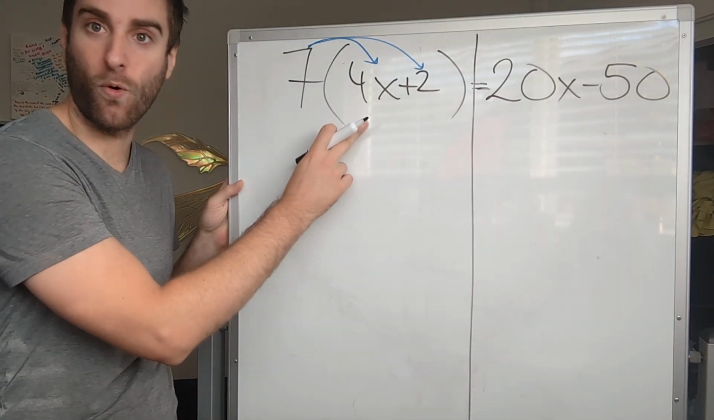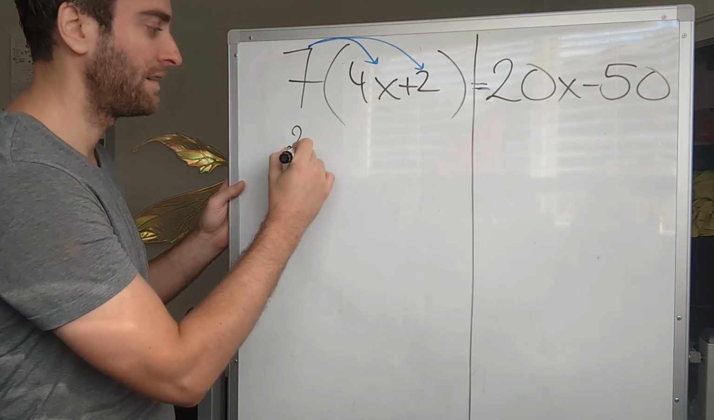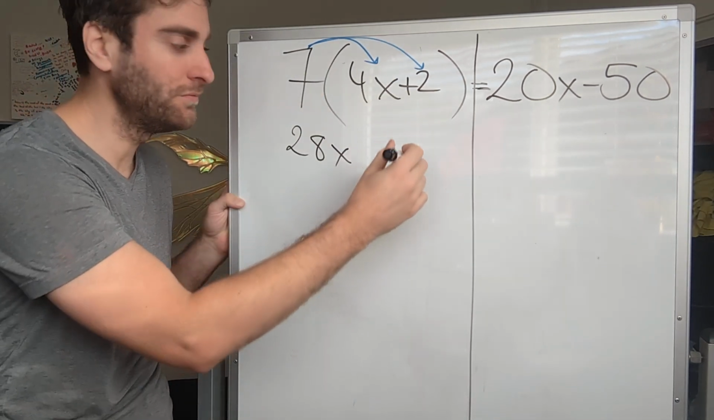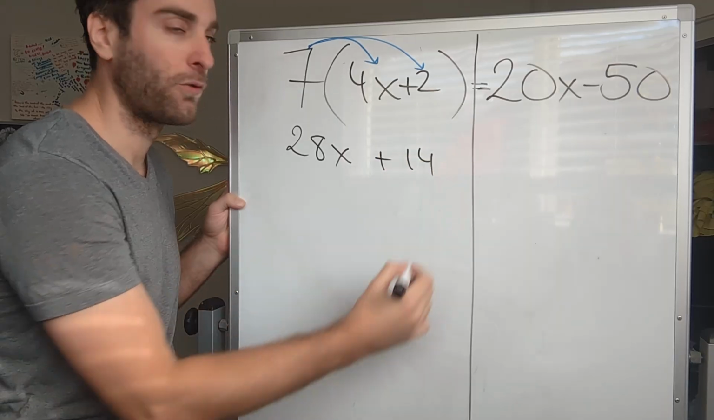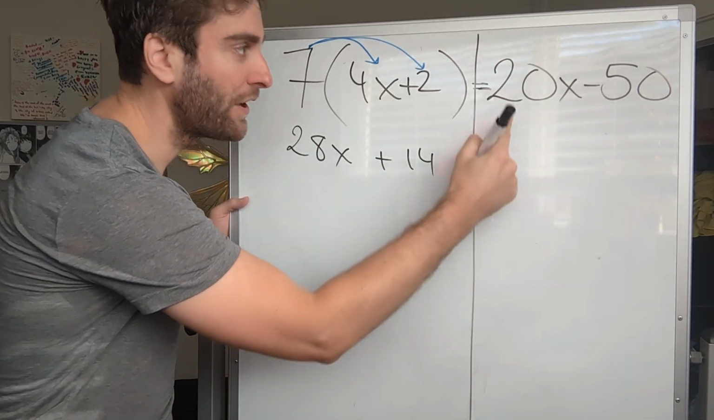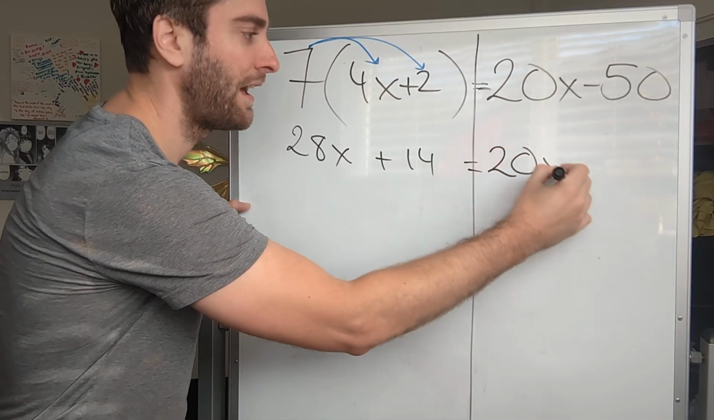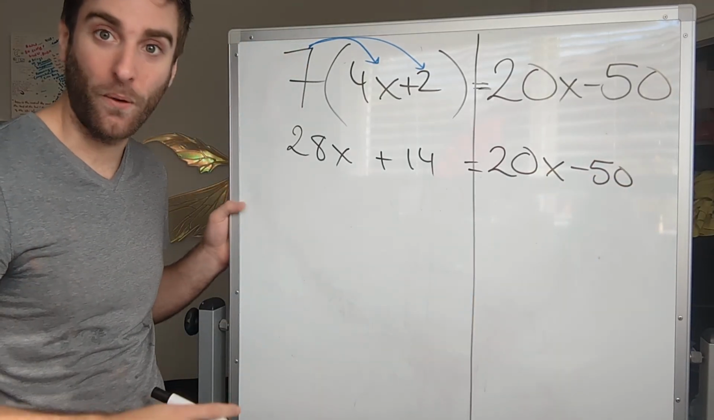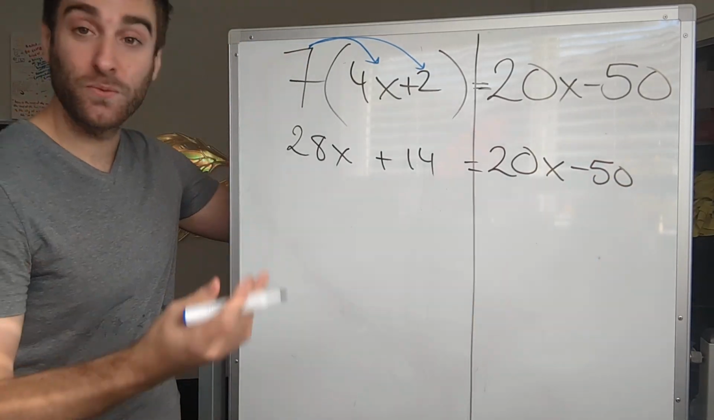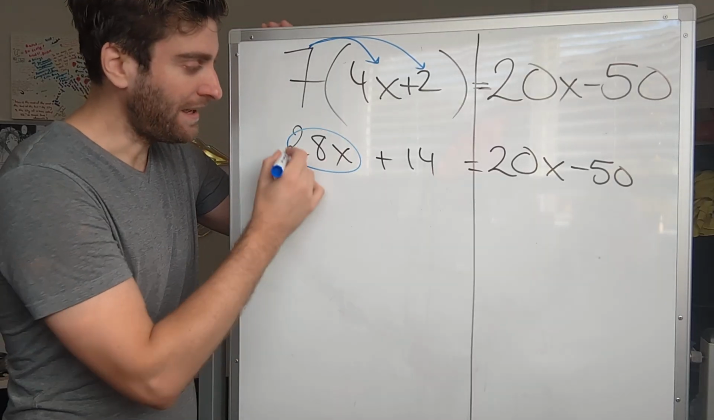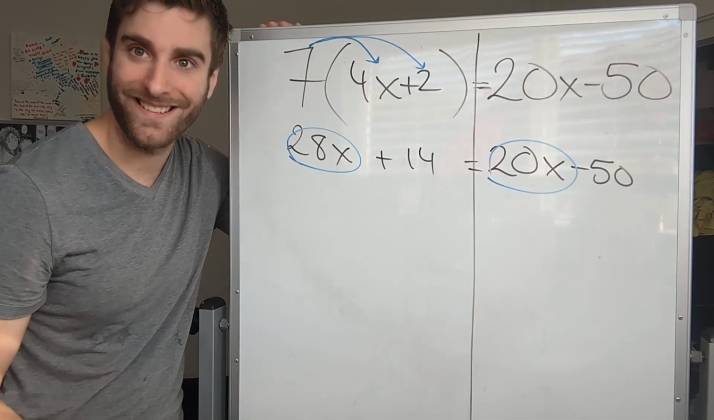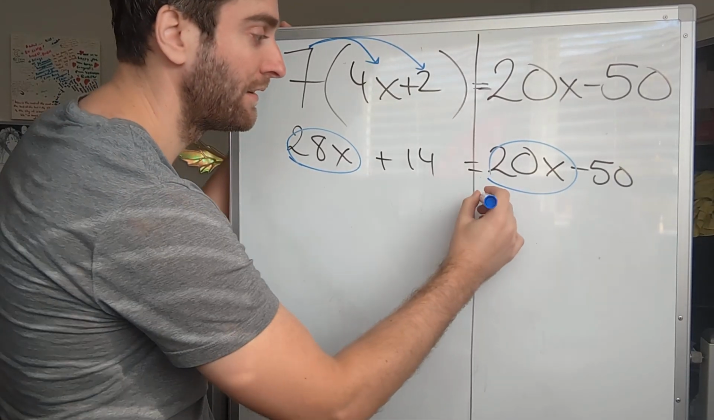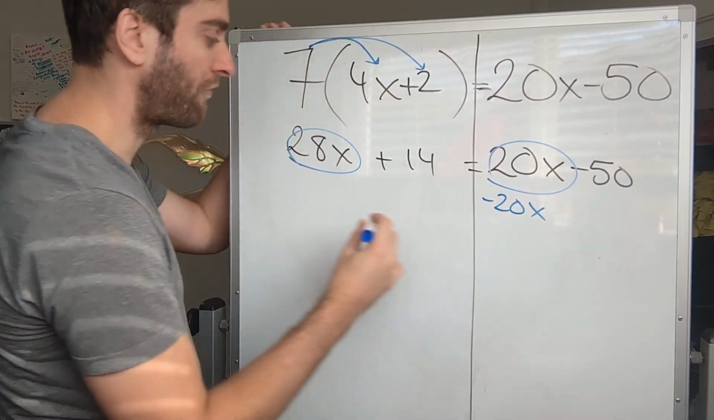So let's draw our line and start writing out our steps. 7 times 4x makes 28x. 7 times 2 is 14. This is equal to, this side doesn't change, 20x minus 50. Okay. Which one's smaller? 28x or 20x? 20x is smaller. So we're going to subtract it from both sides.